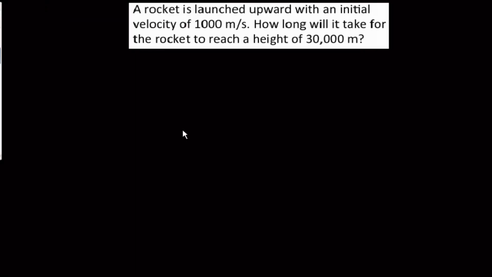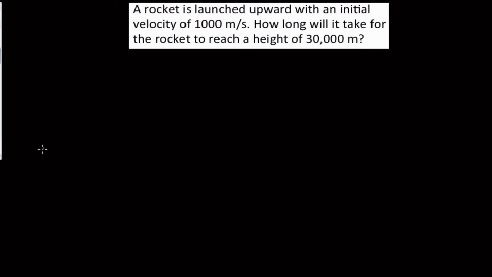So here's another problem where we would have to use the quadratic equation combined with kinematics to find out how long this event would last. So the problem says a rocket is launched upward with an initial velocity of 1,000 meters per second. How long will it take for the rocket to reach a height of 30,000 meters?